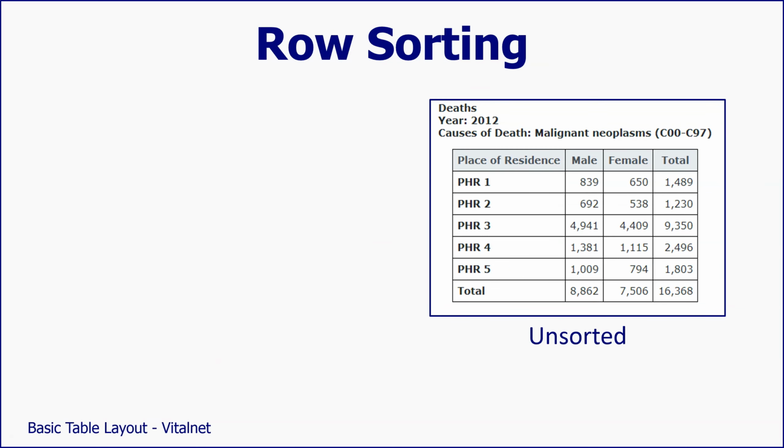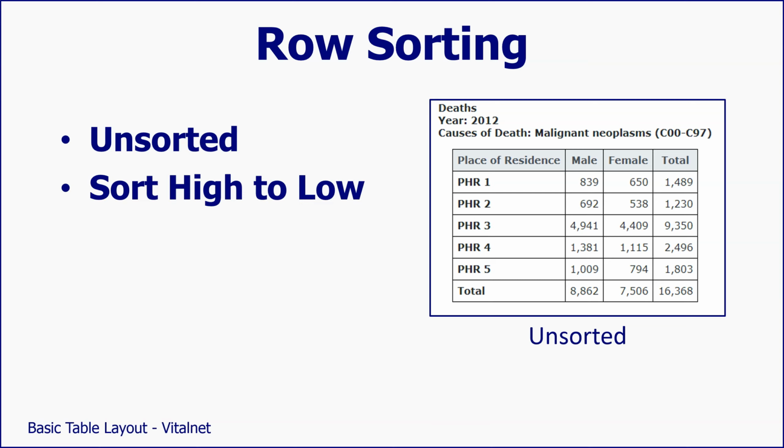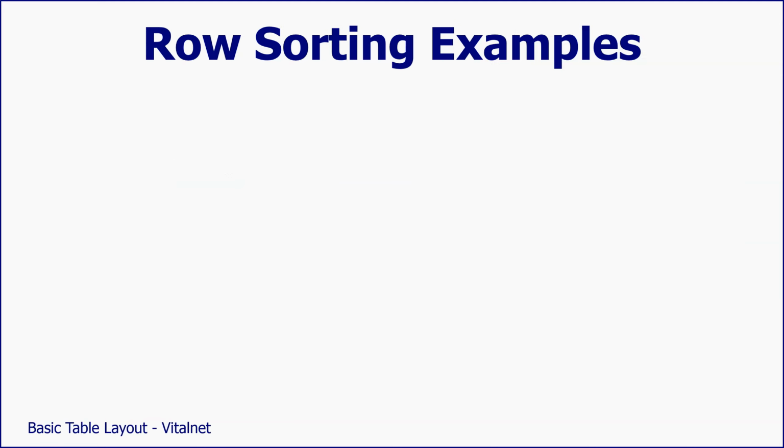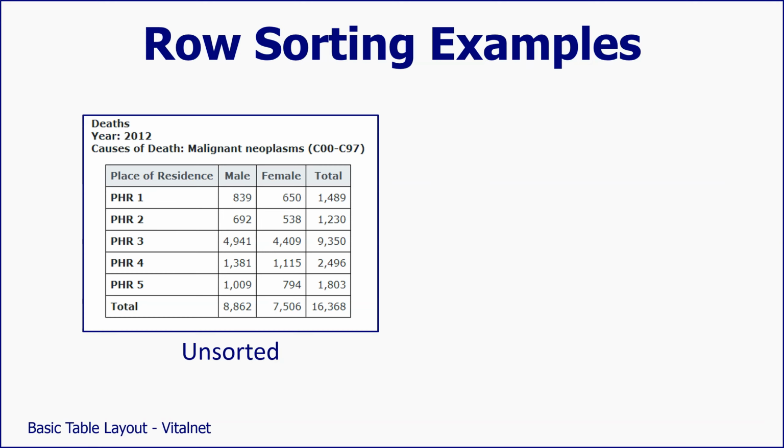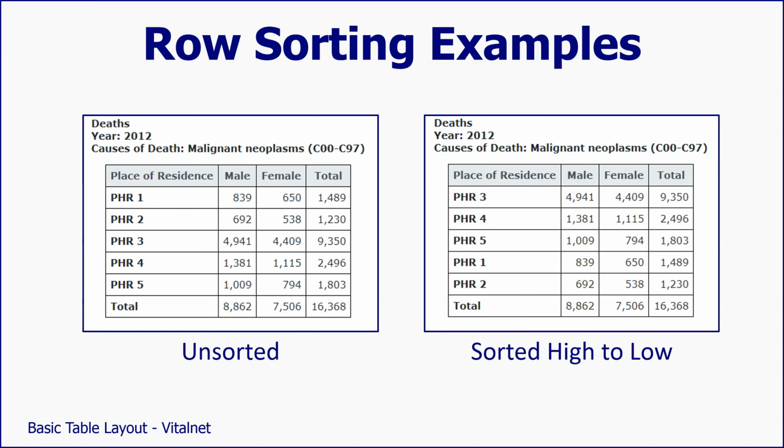Rows can be sorted or not. The default is unsorted rows, as shown in the example. You can sort rows from high to low result or from low to high result. Here are row sorting examples. Unsorted rows, the areas are in natural order. Rows sorted from high to low result. Public Health Region 3 has 9350 deaths, the highest number, so is the first row.